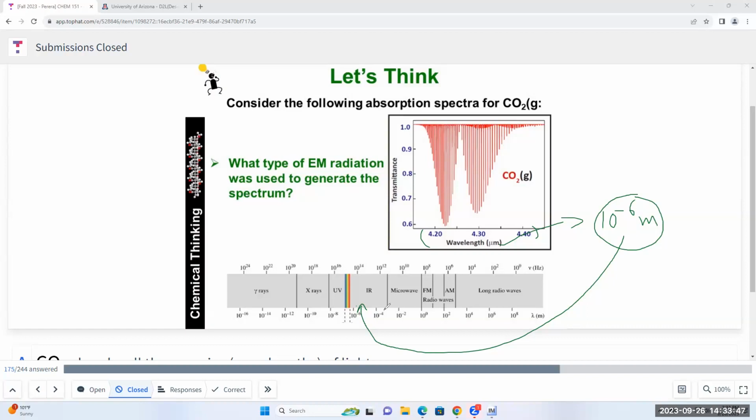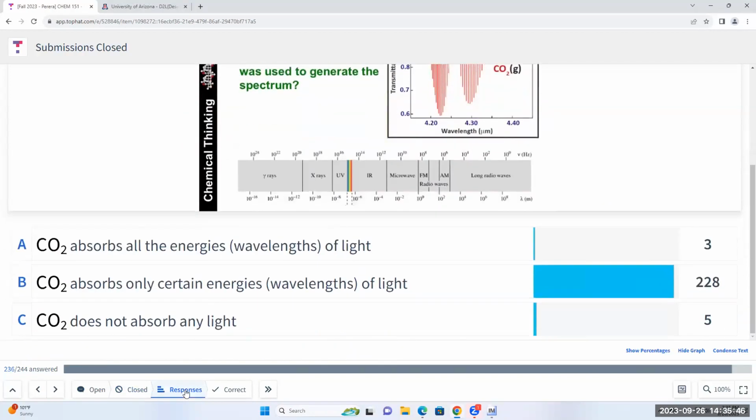Now I'll give you 30 more seconds to answer the question on the top part. Does carbon dioxide absorb all the radiation or just certain wavelengths? There we go. Oh, look at that! Beautiful. Most of us are looking at the same thing. We see that carbon dioxide only absorbs certain wavelengths of light, but not the others.